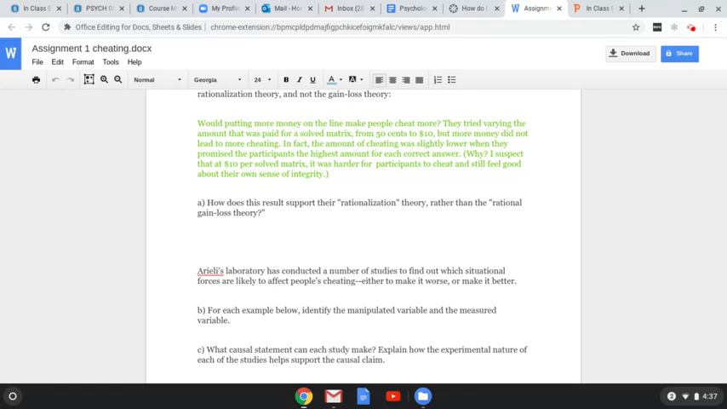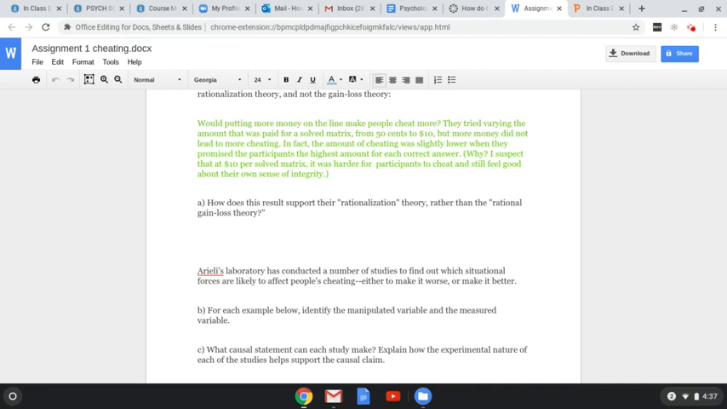So for this one, we ask, would putting money on the line make people cheat more? So we have two groups, or more in this case. 50 cents, $1, $5, $10. It could be 4 groups, or just based on the information you have here, we have at least 50 cents and $10. So in this case, the manipulated variable would be the amount of money per correct answer, 50 cents and $10. Or you could make it 50 cents, $1, $5, $10. That doesn't matter. So for B, in each one, I want you to tell me what is the manipulated variable and what's the measured variable.